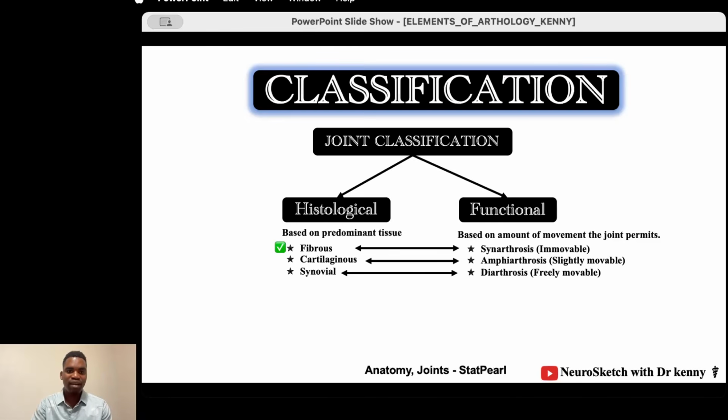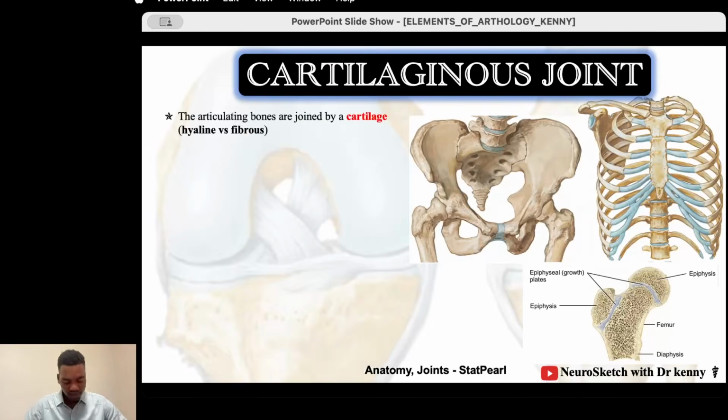That was the fibrous joint, and we are moving into the cartilaginous joint. Just from the name, in a cartilaginous joint, the articulating bones are brought together by cartilage. For example, this is the bone, in between you have cartilage, this is the bone, in between we have cartilage.